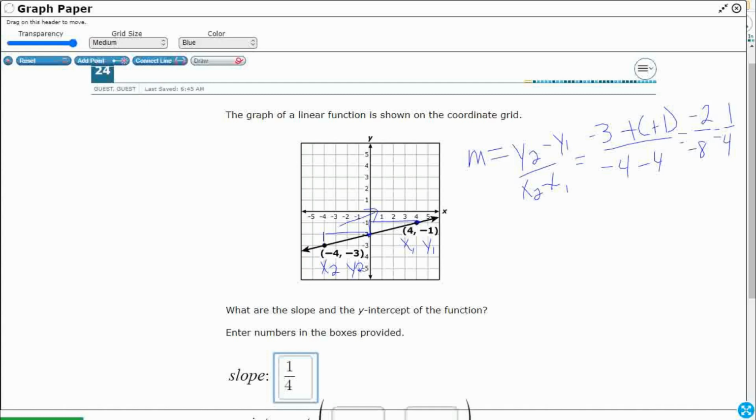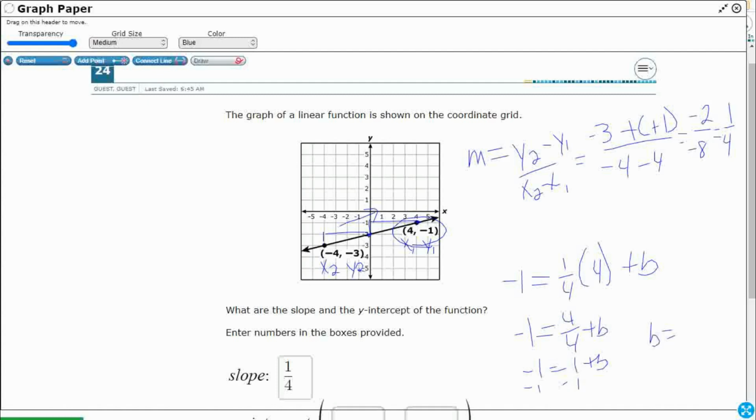We could also just plug in an x and a y. We could say -1 equals, my slope is 1/4 times my x is 4, plus b, and then solve for b. So -1 equals, multiply that 4 over 4, that's going to be a +1, so -1 equals 1 plus b. Subtract 1 from both sides, yeah, b does equal -2. So I proved it mathematically, but also we can visually see that.